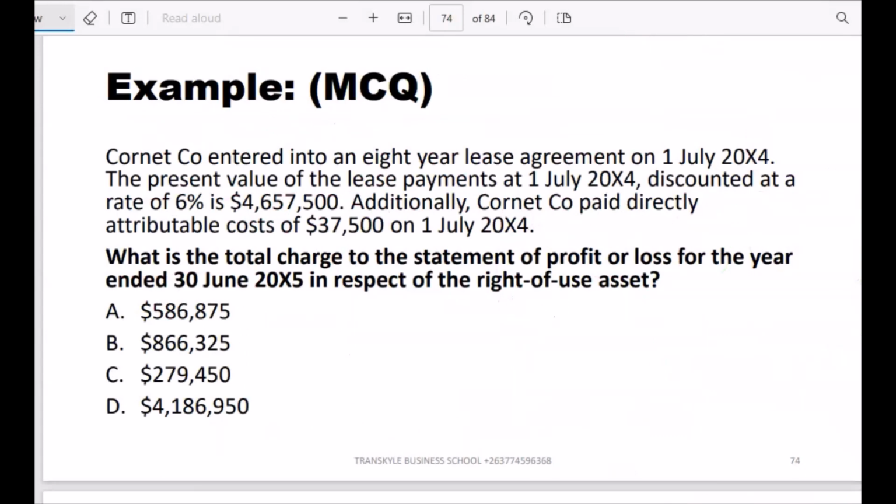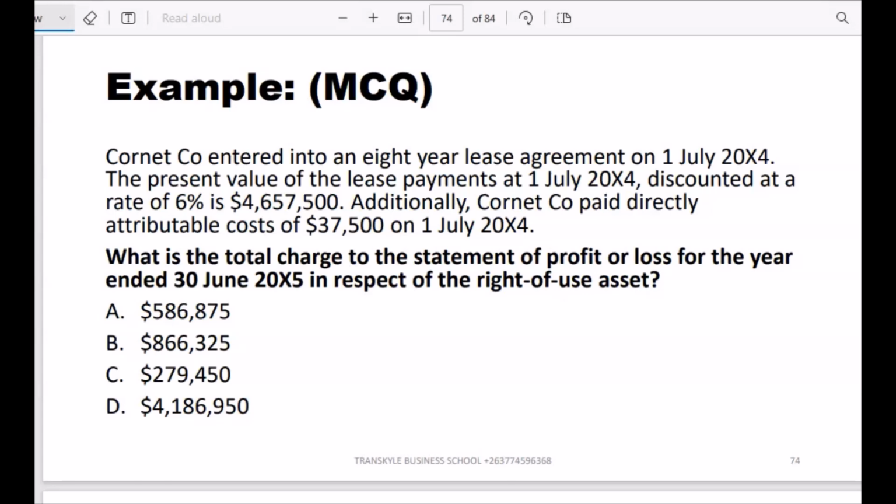Okay, let's try this other example. Connecticut entered into an 8-year lease agreement on 1 July 2024. The present value of the lease payments at 1 July 2024, discounted at a rate of 6%, is 4,657,500. Additionally, Connecticut paid directly attributable costs of 37,500 on 1 July 2024. What is the total charge to the statement of profit or loss for the year ended 30 June 2025 in respect of the right of use asset?